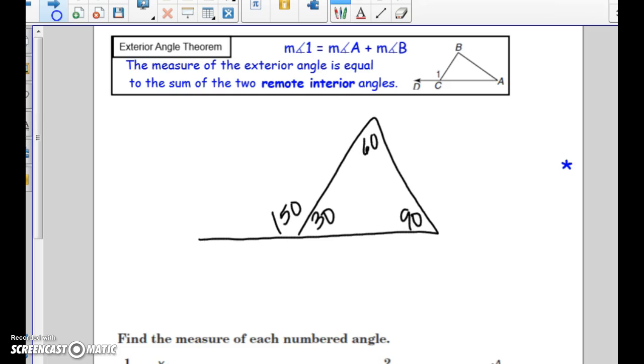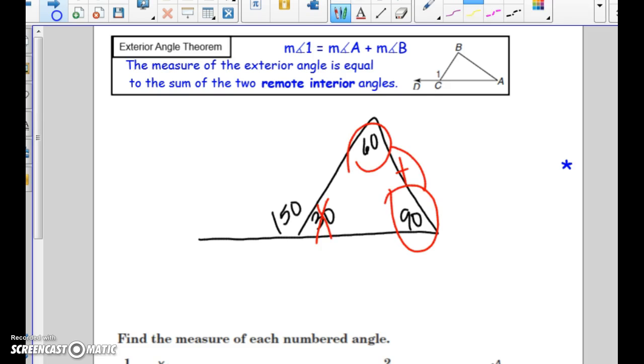Okay, watching? I'm going to get rid of this one, and when I add these two together, that equals 150. Always, your exterior angle will always equal the two remote interior angles. Are you with me? Always. It has to, because right here, this is a straight line, and these two have to equal 180. And then these three right here have to equal 180. So if I take out one of the numbers that deals with both of them, then what's left has to equal. Does that make sense to you?